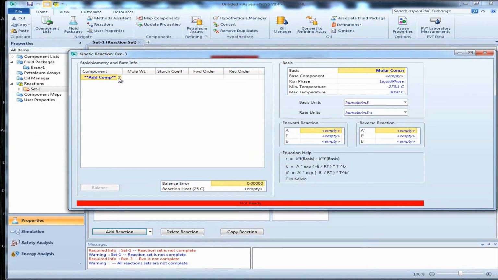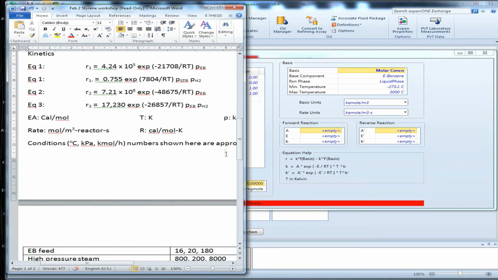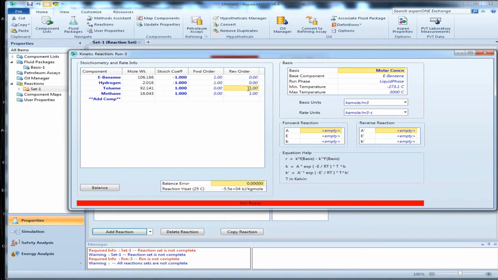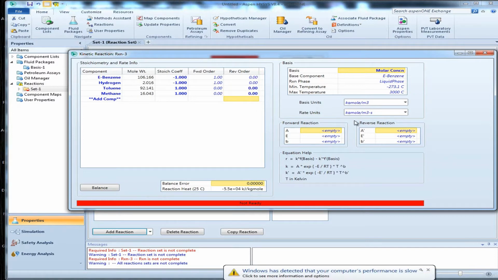The last reaction is hydrogenation of ethylbenzene to toluene and methane. So you have minus 1, minus 1, 1, 1. The reaction is based on both of the reactants, but only in the forward reaction. So we do change that again.